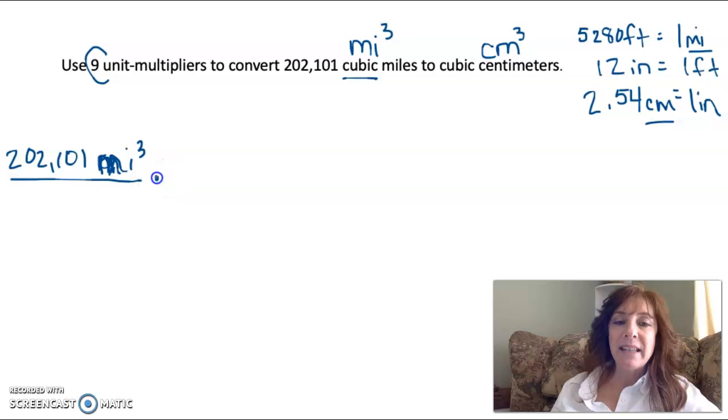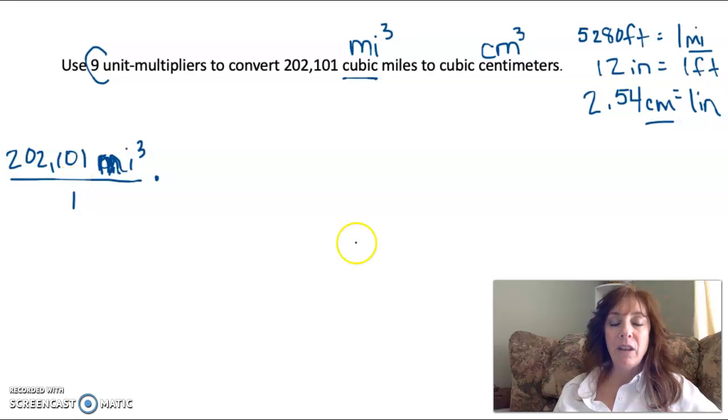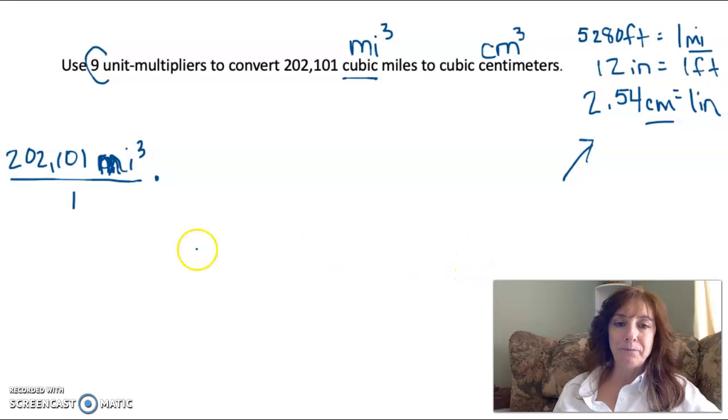I'm about to make some unit conversion factors, which are fractions. So I'm going to make this a fraction by putting it over the number 1. Now this is not a unit conversion factor. This is not a unit multiplier. This is my given. I'm going to create unit multipliers with these knowns.